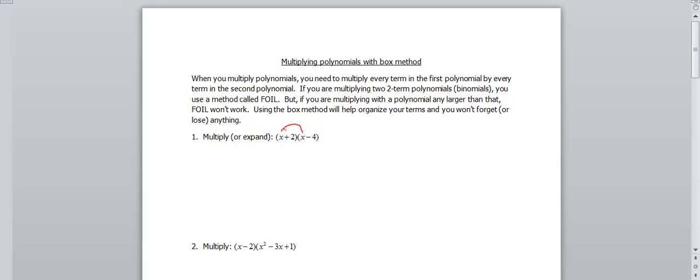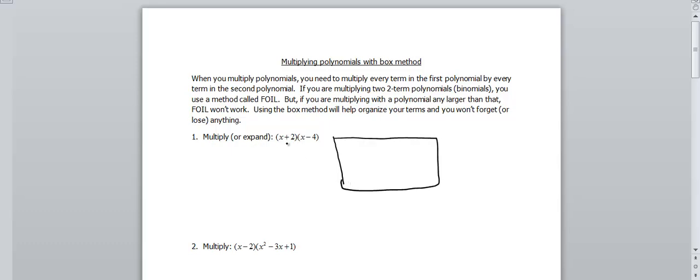So you could certainly distribute the x through to both sets of parentheses, or both pieces in that parenthesis, and distribute the 2 to both pieces in the parenthesis. But like I said, I want to show you a more visual way today to do this, and it kind of helps you keep things organized, especially if some of these polynomials get bigger. Okay, so what you want to do is go ahead and draw yourself a rectangle, and mine looks good enough.